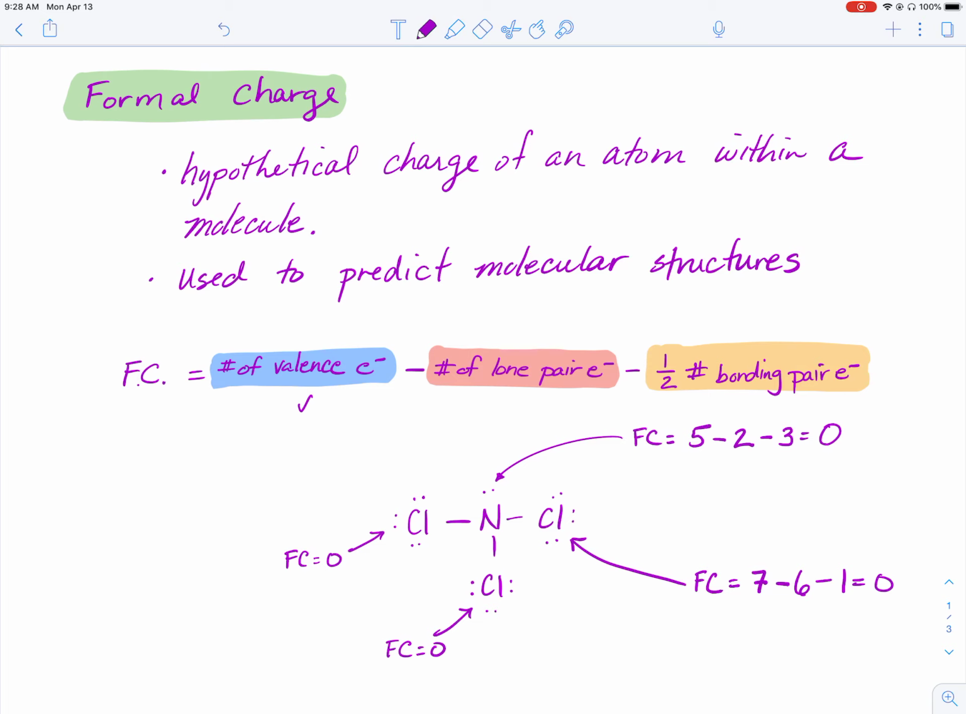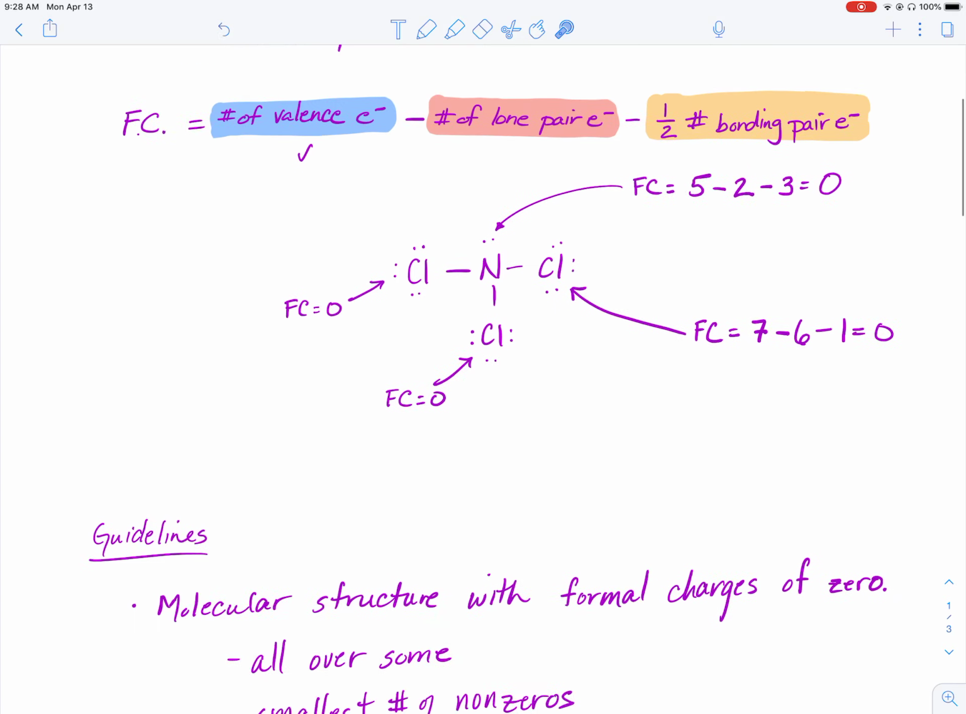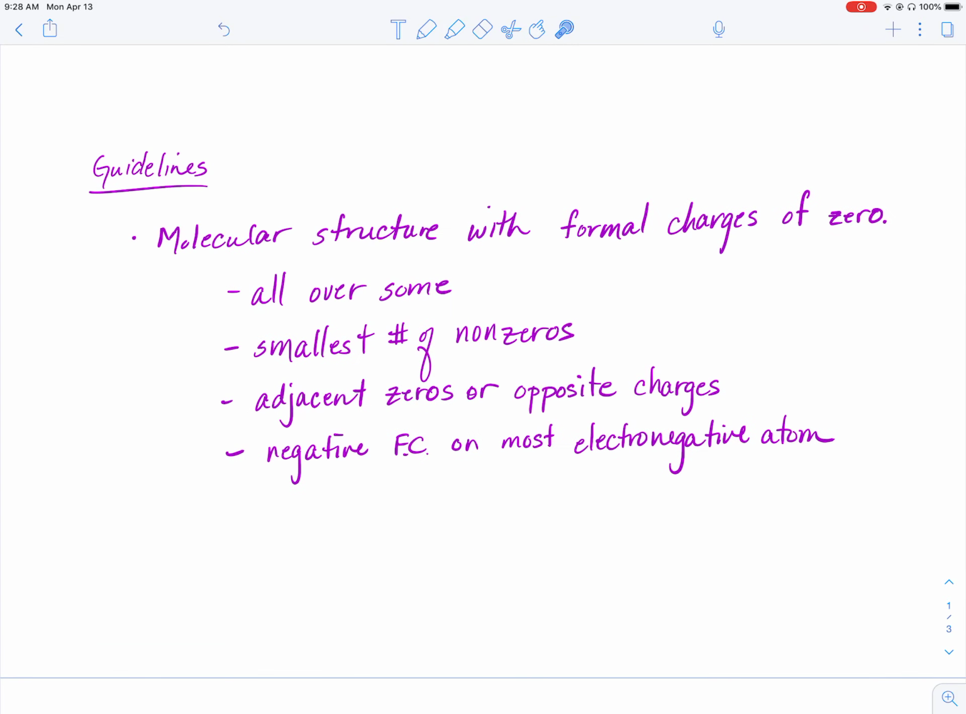There are some guidelines for when we're using formal charge to discern whether or not we have the correct drawing of a structure. One of those guidelines, which I'll go over in just a minute, is that the most optimum structure for a molecule is to have all of its atoms sum up to a 0 for their formal charge. And this is if they're a neutral molecule.